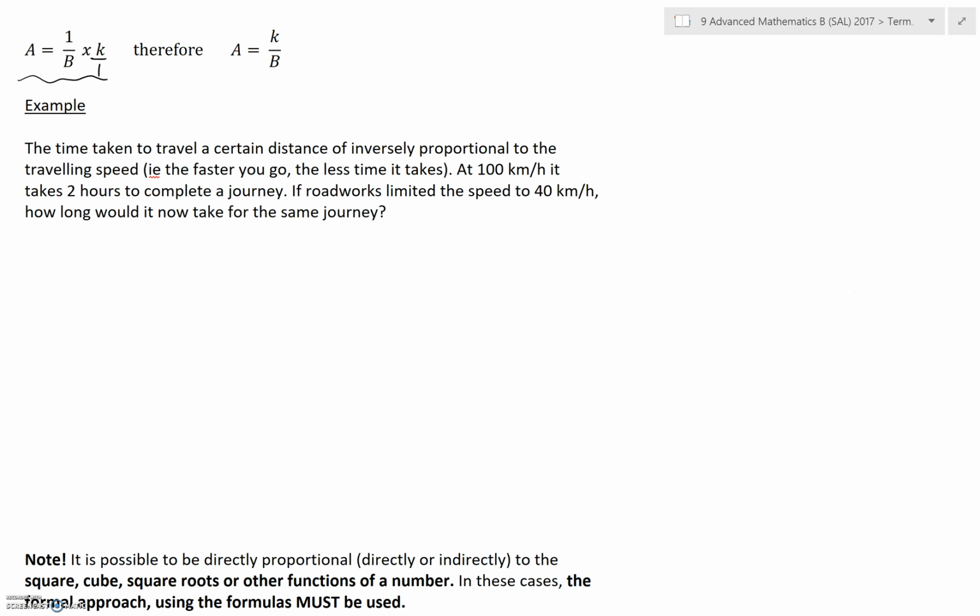The time taken to travel a certain distance is inversely proportional to the travelling speed, i.e. the faster you go, the less time it takes. At 100 kilometres an hour, it takes 2 hours to complete a journey. If roadworks limited the speed to 40 kilometres per hour, how long would it now take for the same journey? So obviously, this time one variable is changing, so we need to see what the difference is going to be.